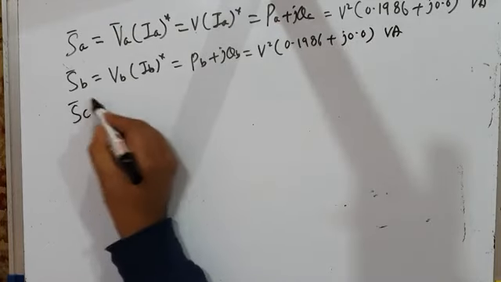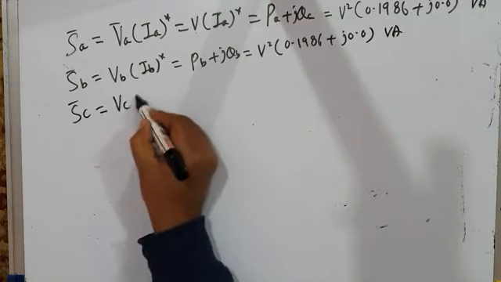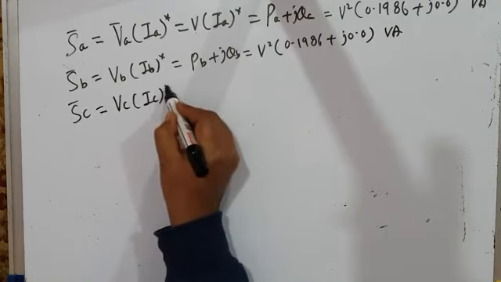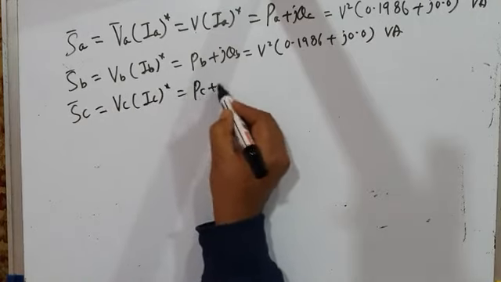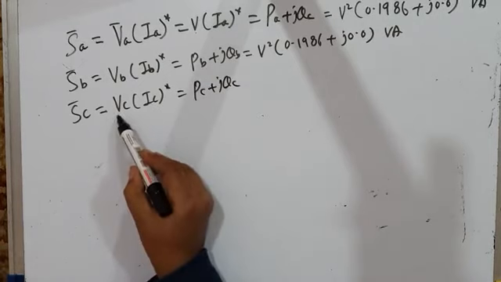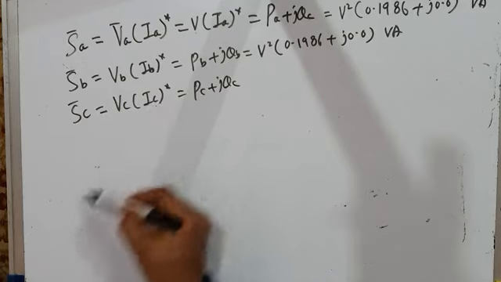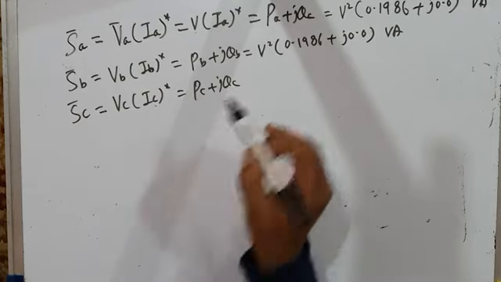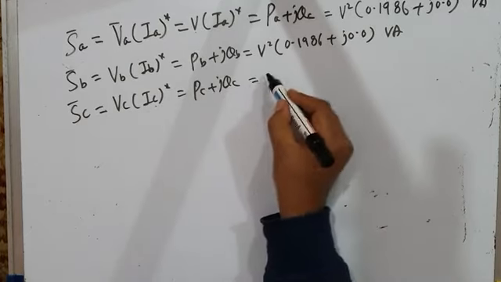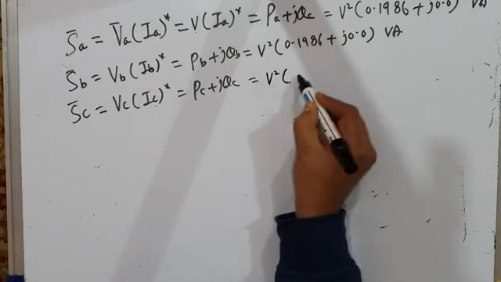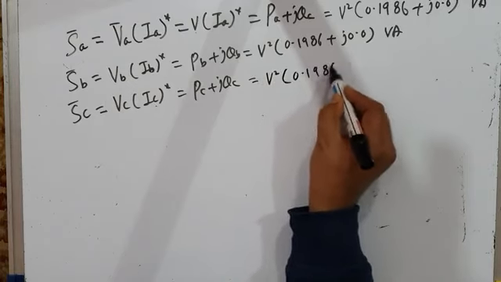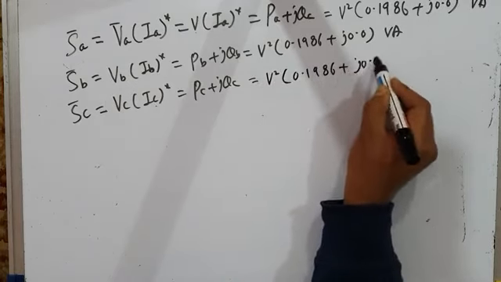And the apparent power delivered to phase C is VC into IC complex conjugate, that is PC plus jQC. You have the value of VC. VC is V itself, and IC you found just a few moments back. Substitute the values and you will get V square into 0.1986 plus j0.0 VA.